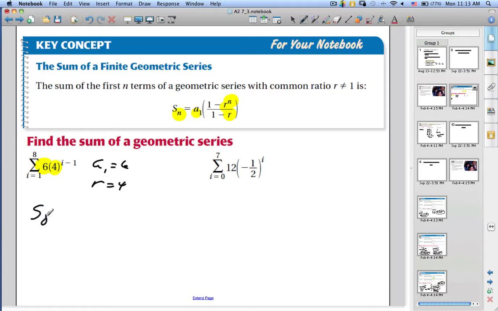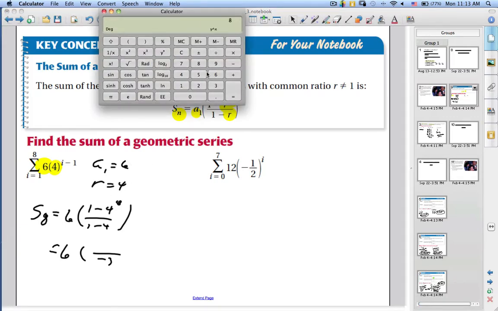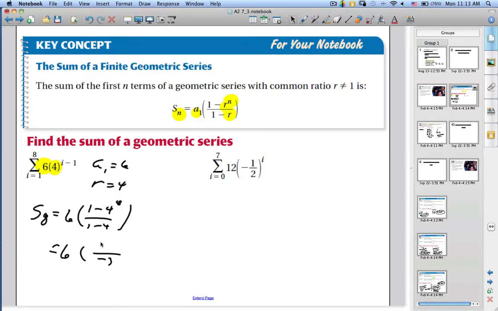When I plug those in, I want to find the sum of 8 terms. So the sum of 8 terms is equal to the first term, 6, times 1 minus 4 to the 8th power, over 1 minus 4. That will be 6 times, this will be negative 3, and 1 minus 4 to the 8th power. Let's find 4 to the 8th power, which is 65,536. So the numerator will be negative 65,535, because it was 1 minus that.